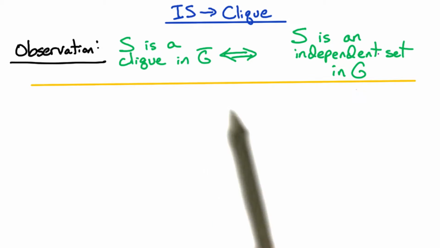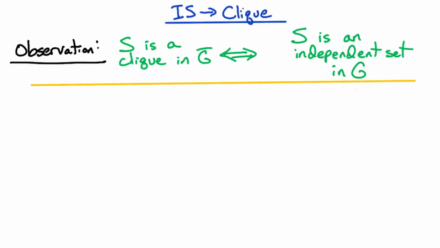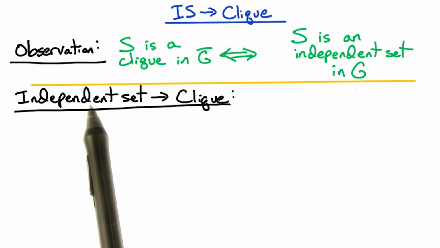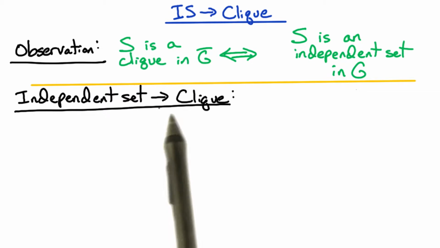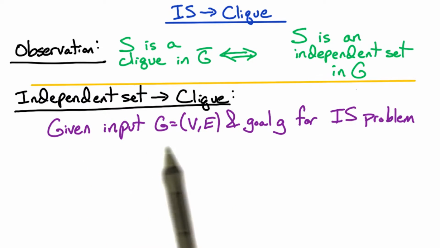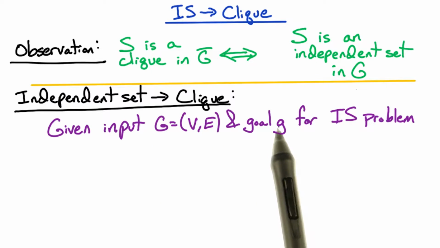Given this observation, it's now straightforward to show a reduction from the independent set problem to the clique problem. Now we're doing a reduction from independent set to clique, so we have to take an input for the independent set problem and transform it to an input for the clique problem. So consider an input for the independent set problem. This is defined by a graph G and a goal little g.